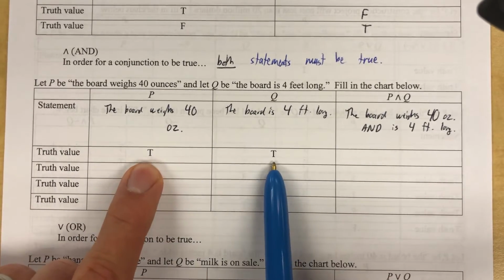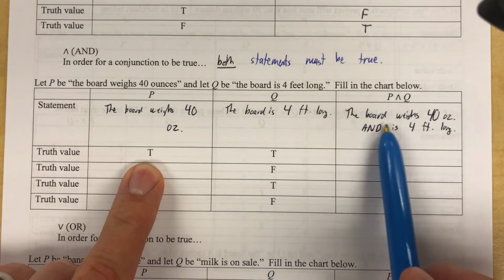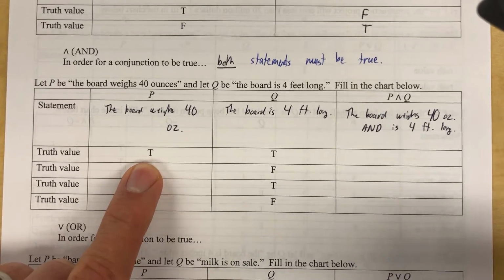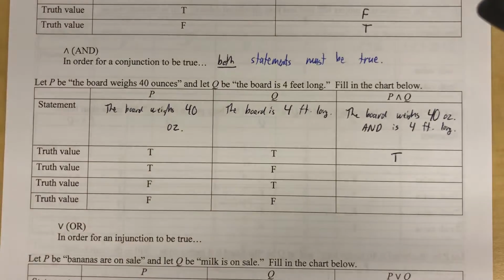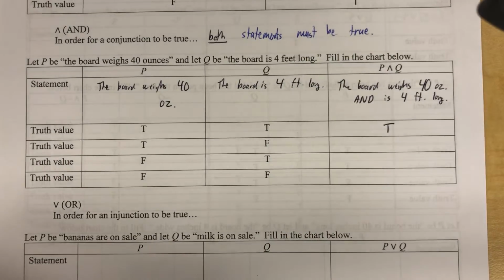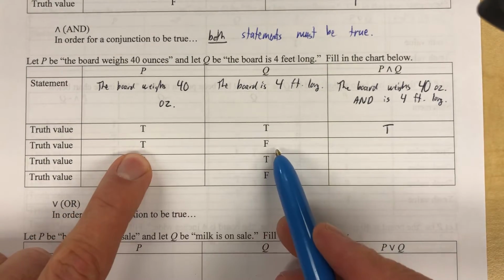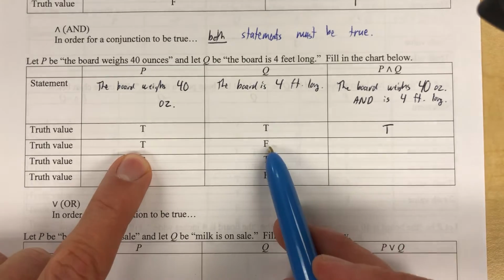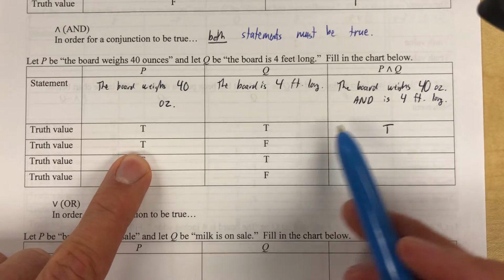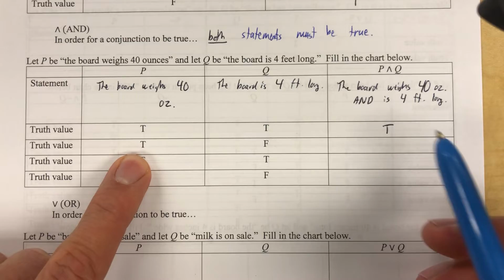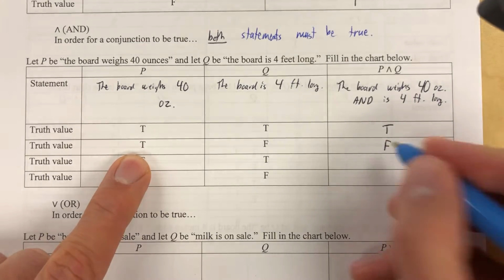The board is 4 feet long, true. Well, then it's true that the board weighs 40 ounces and is 4 feet long. So, yeah, true. But if I tell you that the board weighs 40 ounces, but it's false that the board is 4 feet long, then when I put those two statements together with an and, I can't say it's true, it's actually false.